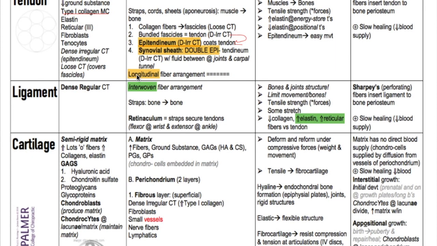And then once again, a longitudinal fiber arrangement compared to the interwoven fiber arrangement of a ligament. So ligaments are also dense regular connective tissue because they have to be strong too, and they strap bones to bones. Something special called a retinaculum is kind of a flat band that will strap down tendons at different parts in the body.